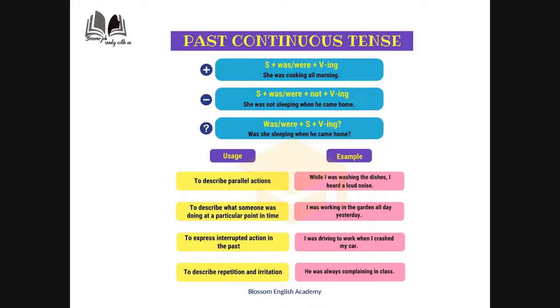And to describe repetition and irritation, you might have seen people doing the same things often, right? So you would be using words like always, forever, all the time, and these kinds of words would be used in past continuous tense to tell that the action is being repeated n number of times. An example of that is he was always complaining in the class. He was taking forever to get ready. These are the examples.